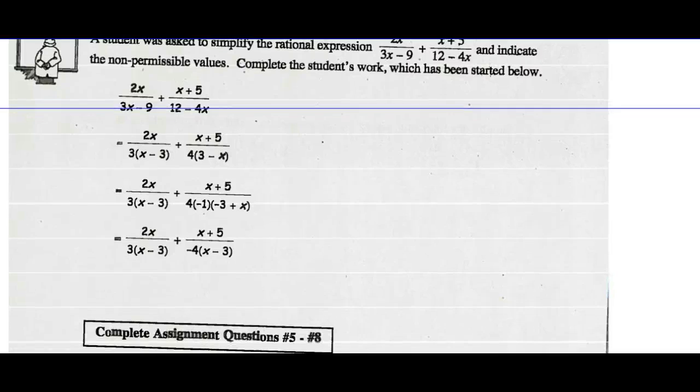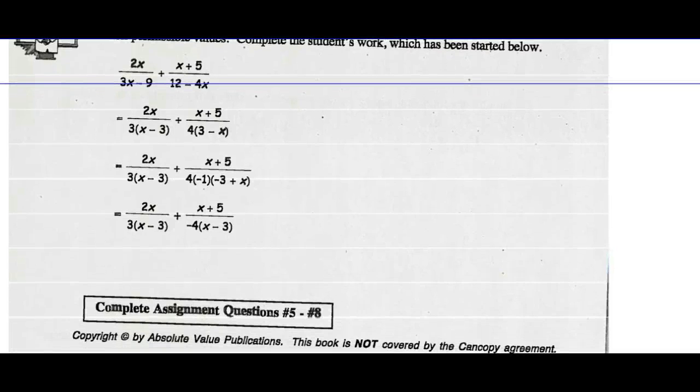Step 1, here's our question. Step 1, they factored the denominators. The common factor of 3x minus 9 is a 3. That leaves us x minus 3. They factor this denominator, 12 minus 4x, has a common factor of 4. Divide both terms by 4, we get 3 minus x.